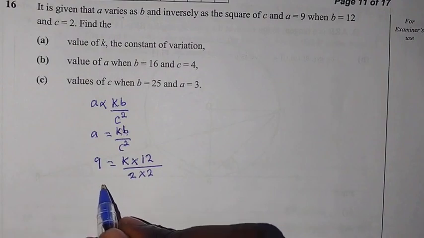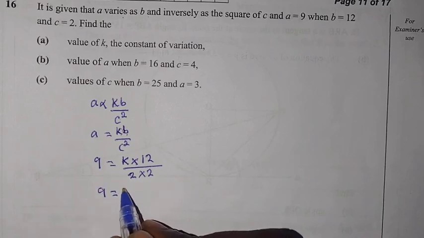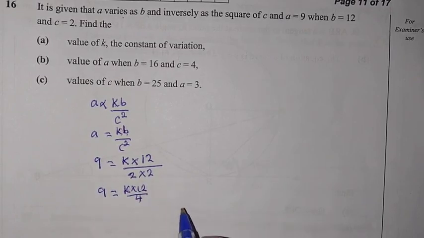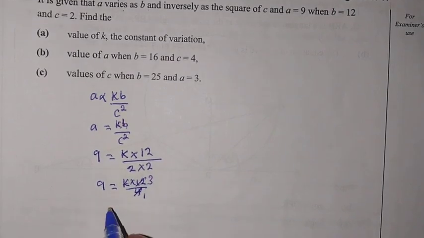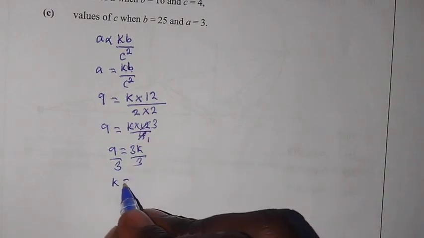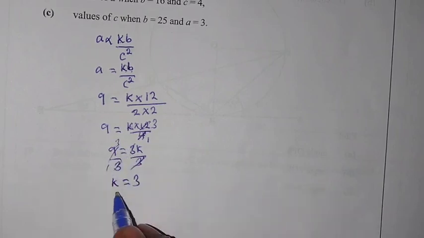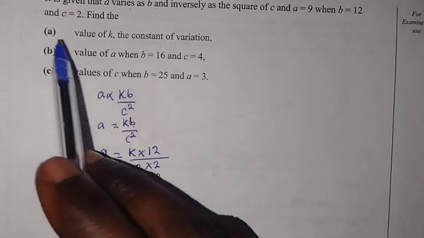From here, what are we going to do? We can have 9 is equal to k times 12 over 4. So 4 into 12 is 3, so we have 9 equal to 3k. You can divide by 3, even here by 3, then k is equal to 3, because this and this will cancel. 3 into 9 is 3. So the value of k is 3. Okay, so we have answered our question (a) here.